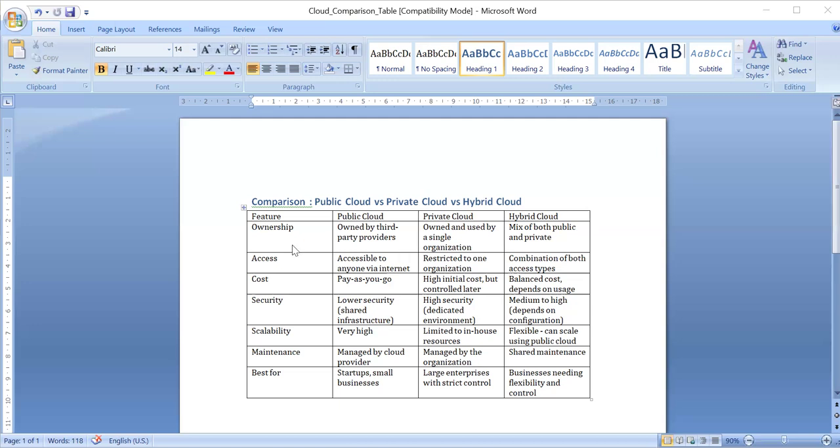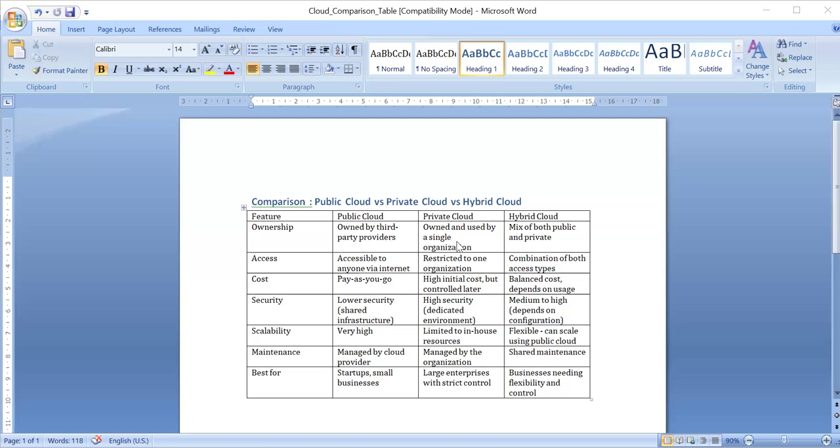So the first difference we will talk about is ownership. The public cloud is owned by a third party company like Amazon, Google, Microsoft. They own their servers and the infrastructure, and you just rent some space or some services from Amazon, Google, or Microsoft. This is called a public cloud. It is owned by third party providers. It is not owned by you. That is public cloud. It is public.